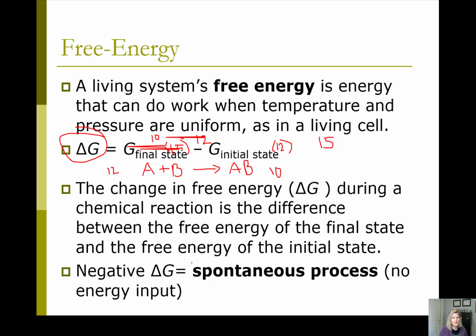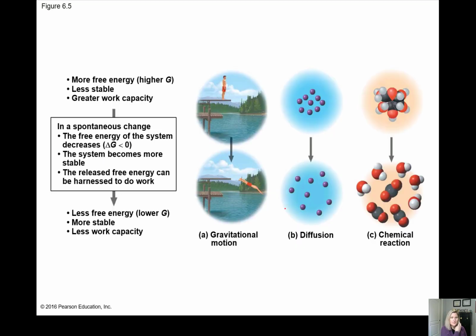Okay, so for a spontaneous process, look for the negative free energy, so no energy input, and other processes require energy input. Okay, so let's bring it down to some examples. Here we have a person who is about to jump off of a platform. In this case, there's a lot of stored energy inside, and this amount of stored energy is potential energy.